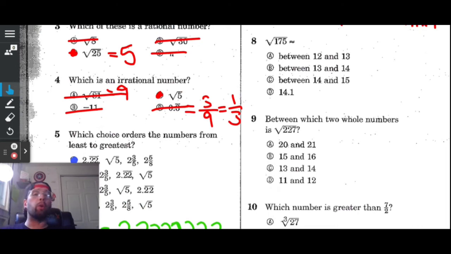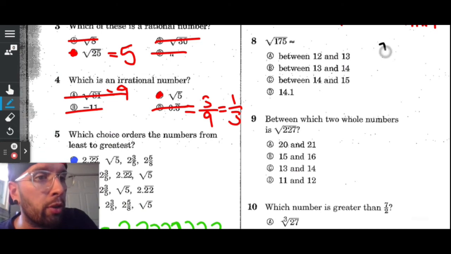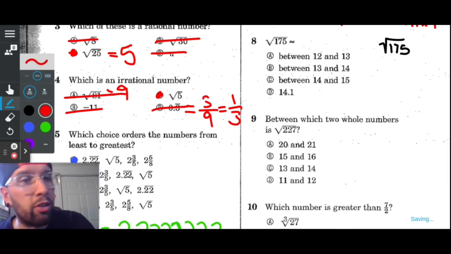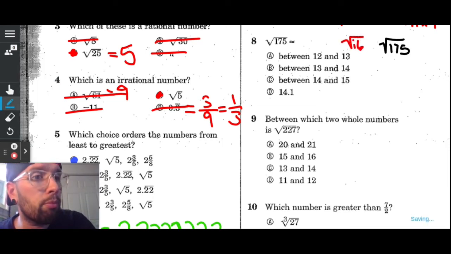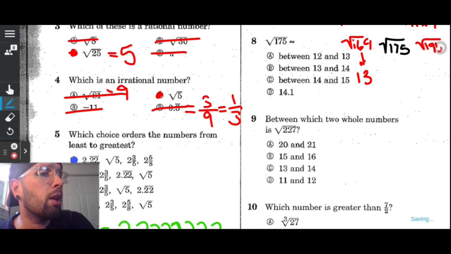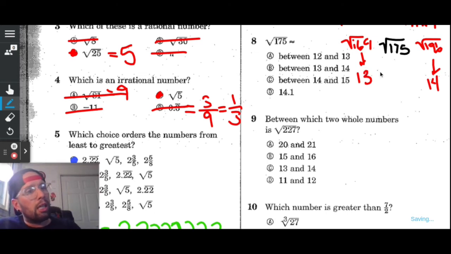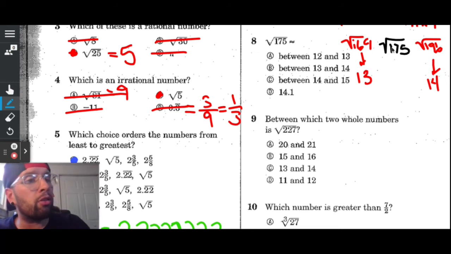I don't know what the square root of 175 is. So I'll just write it out here. But what I do know is the square root of 169. That's 13. And I know what the square root of 196 is. That's 14. So if 169 becomes 13, and 196 becomes 14, and 175 is in between these two, then the square root of 175 is going to be in between those two.